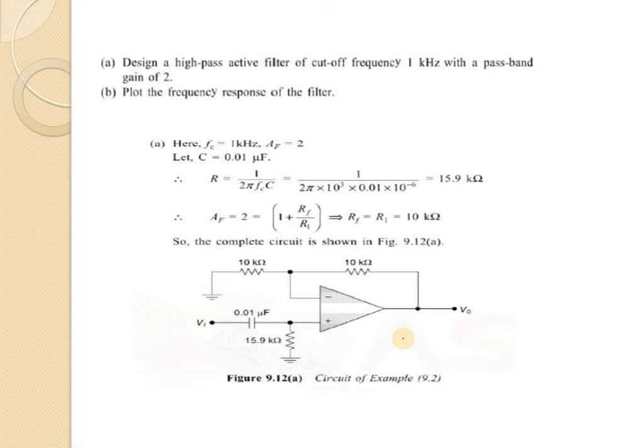Now we will calculate the value of R1 and RF, putting the relationship of AF equals 2. So the equation became 2 equals 1 plus RF by R1. So RF equals R1, that is 10 kilo ohm. Now we will put all these values in the high pass filter circuit using op-amp, and this is the design of the high pass active filter.